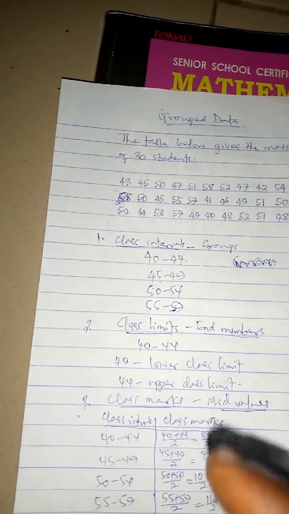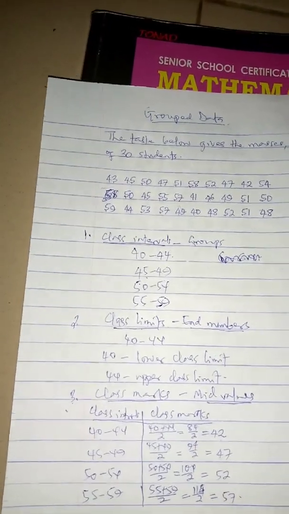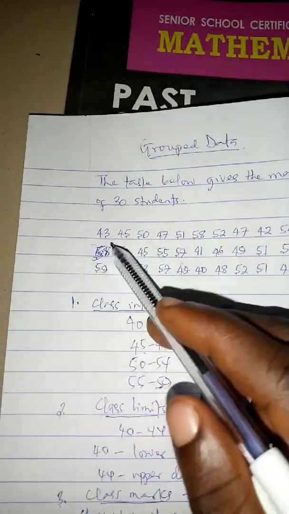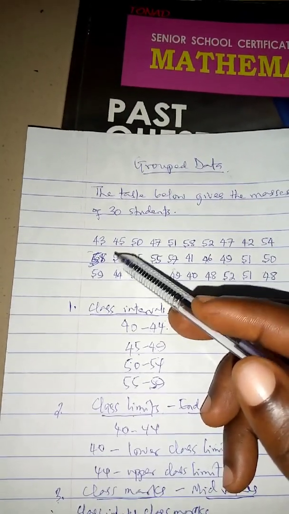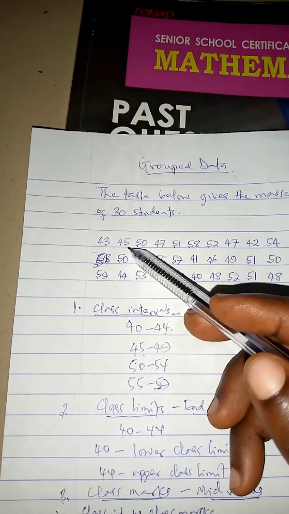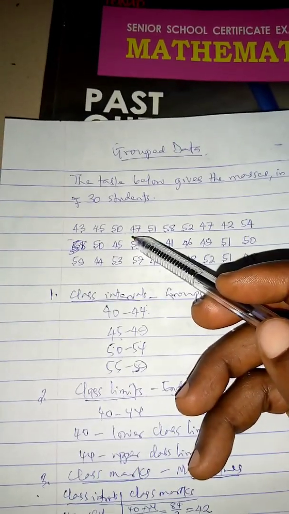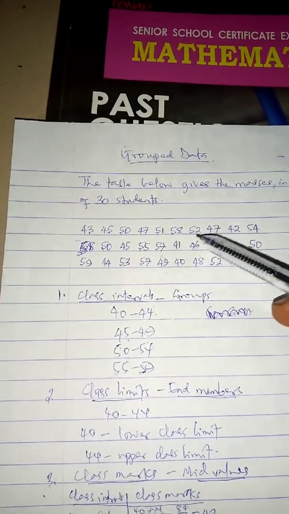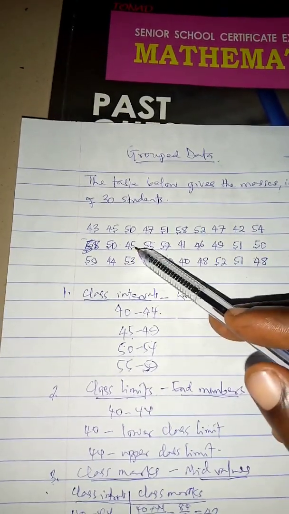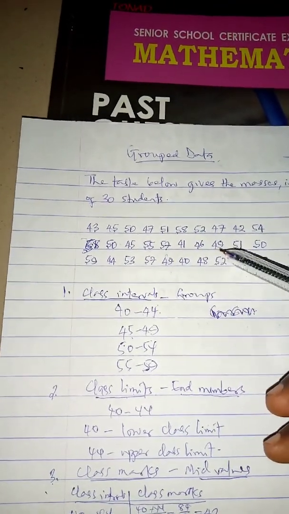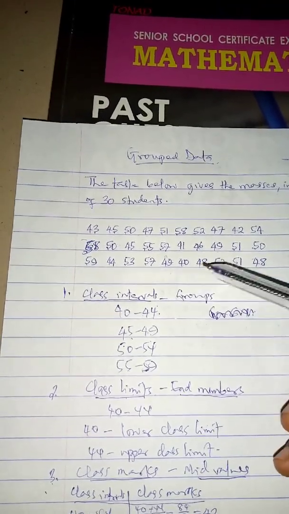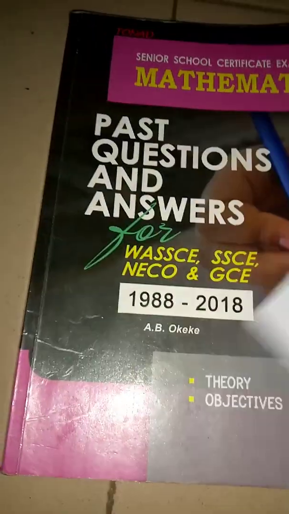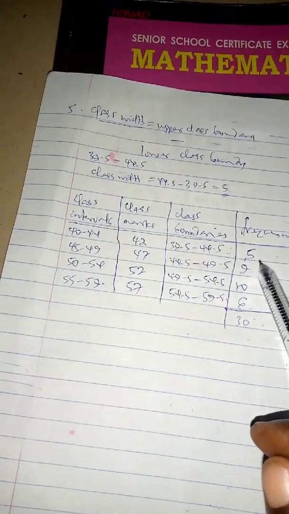For 45 to 49, you look for 45, 46, 47, 48, 49. From your distribution, 45 to 49, we have 1, 2, 3, 4, 5, 6, 7, 8, and 9. That's why you see me writing 9 here.